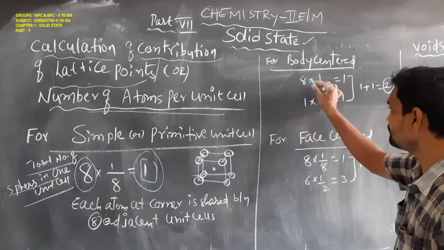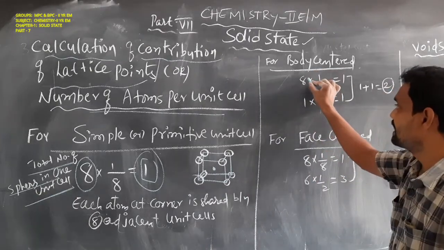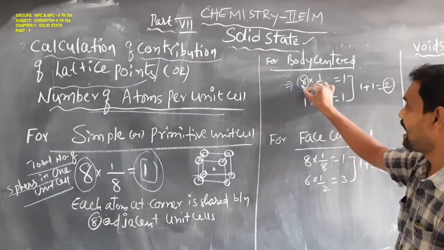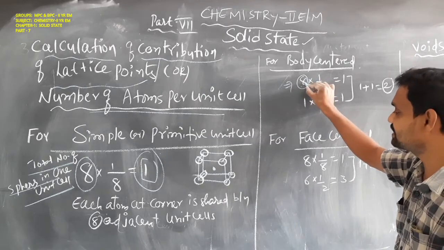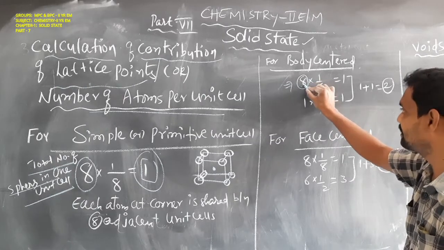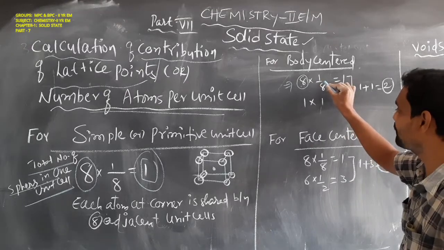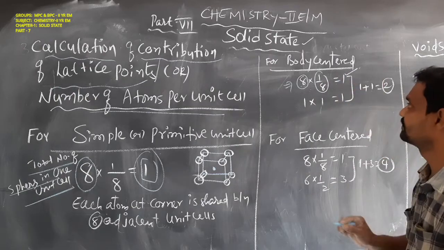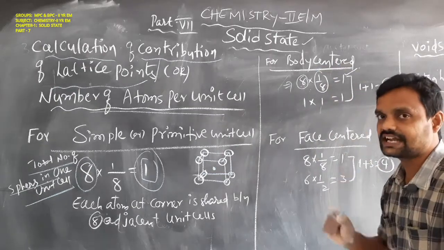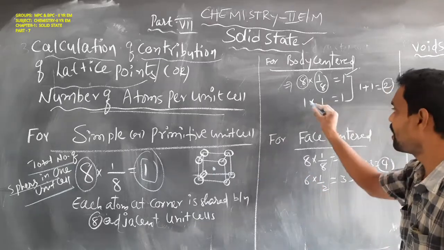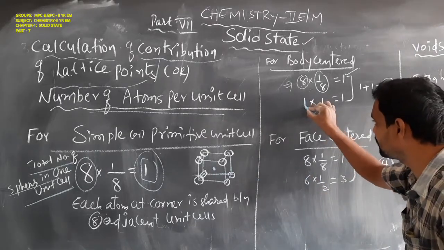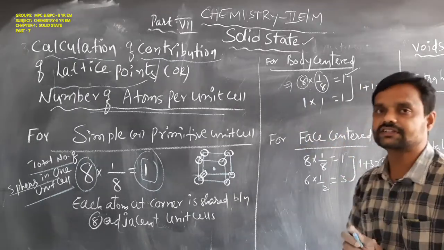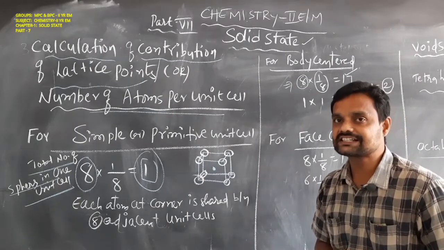Then how can we calculate? Simple method. For body centered, 8 atoms are present at 8 corners, and each atom at the corner is shared between the 8 adjacent unit cells. So for a single unit cell, how much part is required? 1 by 8. So 8 into 1 by 8 equals 1. And body centered means one extra atom is present at the body of the unit cell. How many atoms are present at the body? Only one atom. And when the atom is present at the body of the unit cell, how many unit cells share that atom?